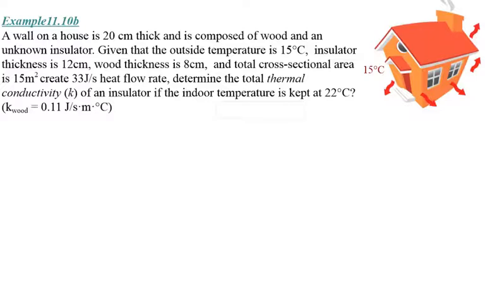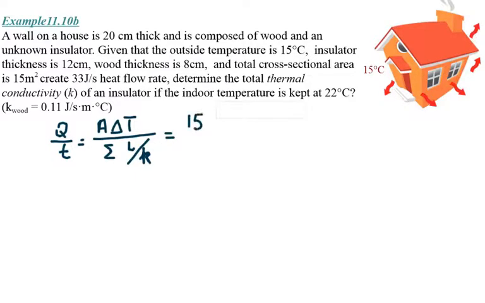So we have the formula: heat flow per time is equal to the area, the difference in temperatures, and then the sum of all the lengths of the insulators over their thermal conductivity. So there's many different ones. The area is given, 15 meters squared, and the difference in temperature is 22 and 15.